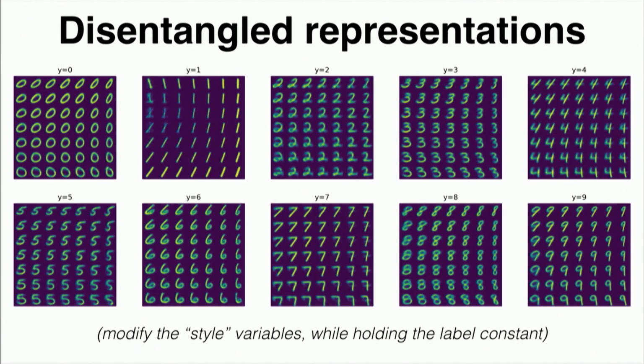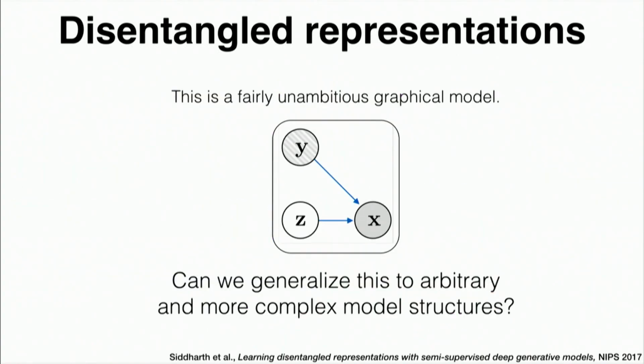Here, it turns out this does work. You can pick a single digit and then move around this nuisance variable. And as it turns out for handwritten digits, the nuisance variable mostly captures some aspects of handwriting style. So we can do fun things like this. That was a fairly unambitious graphical model. So can we generalize this to arbitrary and more complex model structures?